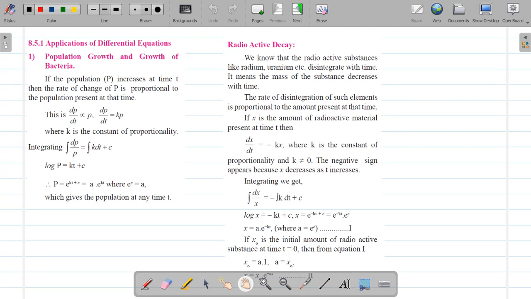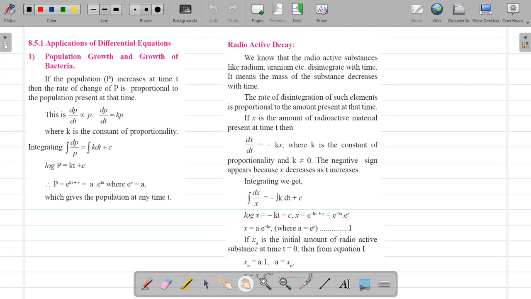So the rate of disintegration, that is called the rate of decay or decay rate of such elements, is proportional to the amount present at that time. So mathematically it can be written as dx by dt is equal to minus kx, where k is the constant of proportionality. The negative sign appears because x decreases as time increases. So again here also we get the differential equation. We form the differential equation by using the given information, and then we have to solve the example related to the radioactive decay of a certain substance.